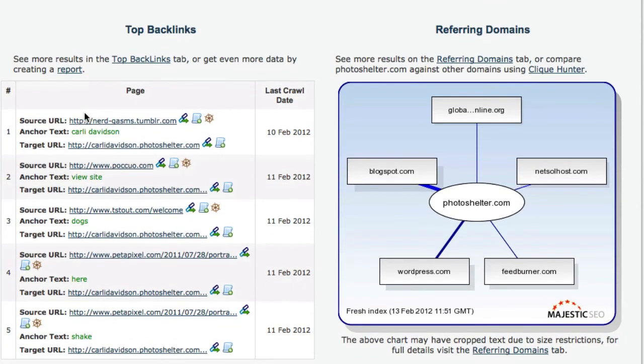Now we can scroll down here and we can also see some of the top backlinks. And again, we saw that NPR was listed as a top backlink here, and then with Majestic SEO, we're seeing that nerd-gasms.tumblr.com is showing a strong top backlink, and that's probably looking again at the root domain tumblr.com. And you'll see a Petapixel article here that was written about Carly. Now, when you're looking at some of these, you're probably going to know some of the links that are up there. So Carly knows, for example, that Petapixel wrote an article on her. So she knows about that one.